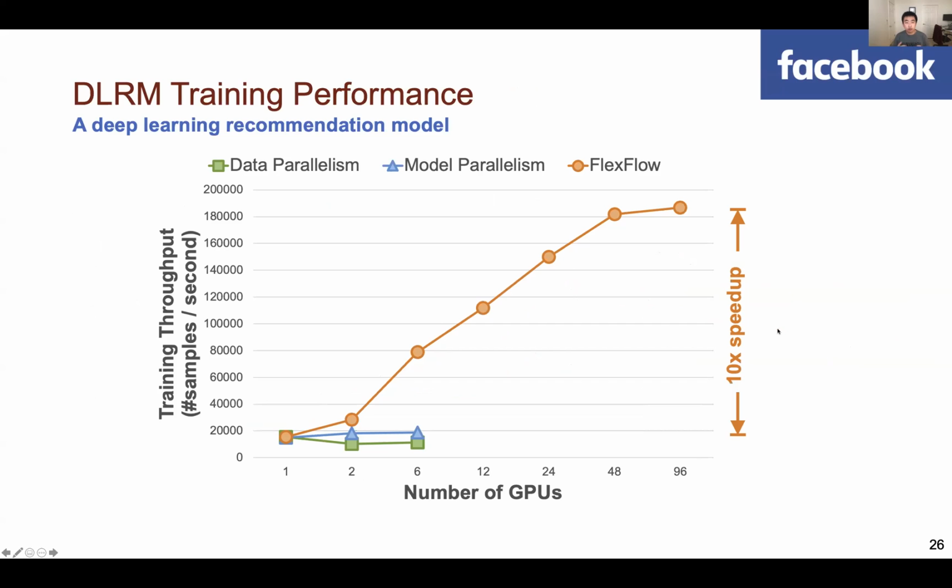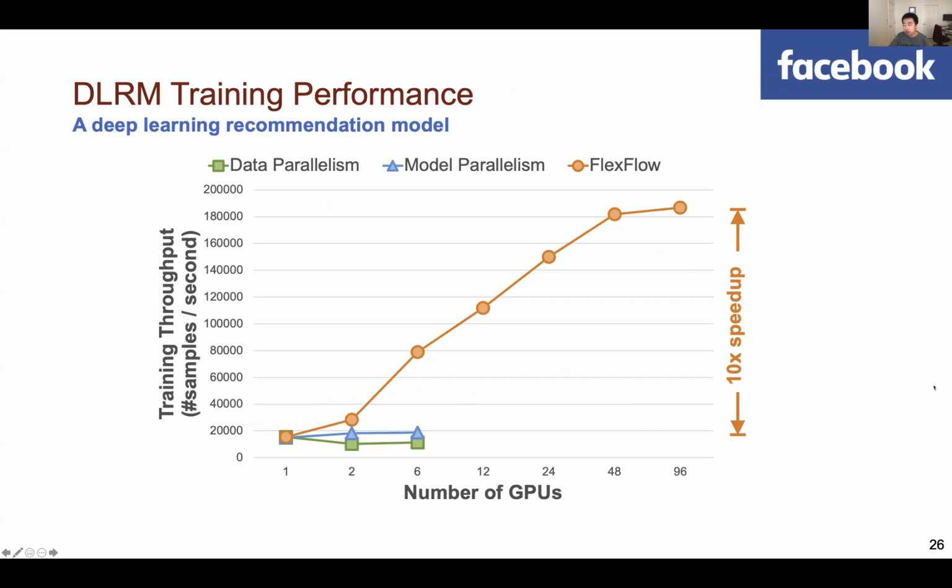And so at Facebook, we have been using FlexFlow to train DLRM, which is a deep learning recommendation model. The DLRM model has a mixture of compute and communication intensive workload. And that makes this model very hard to parallelize in data or model parallelism.